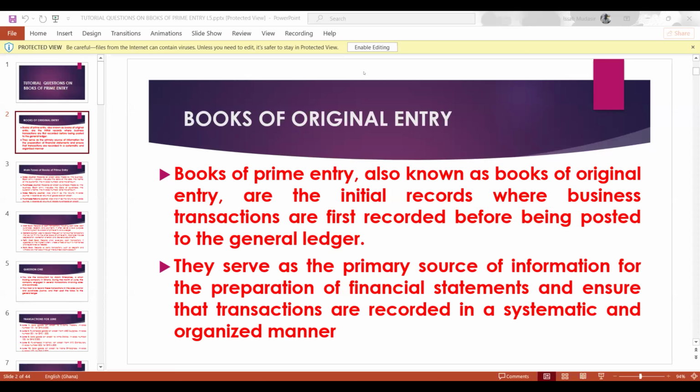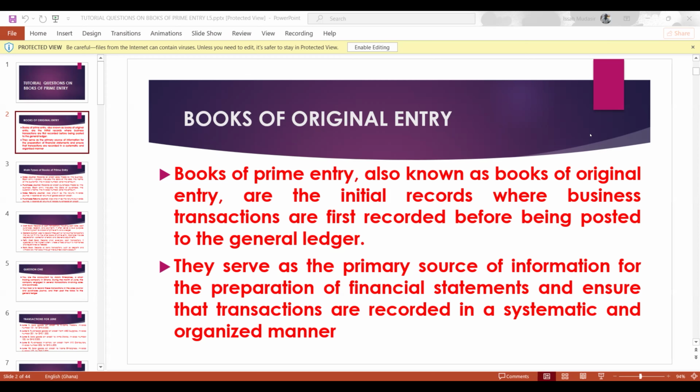So books of original entry, there are books of prime entry, also known as books of original entry. The initial records of business are kept and first recorded before being posted to what? To the general ledger. So all the business activities, business transactions, business events that involve what? Money, financial transactions are first recorded in the books of what? Original or first entry.